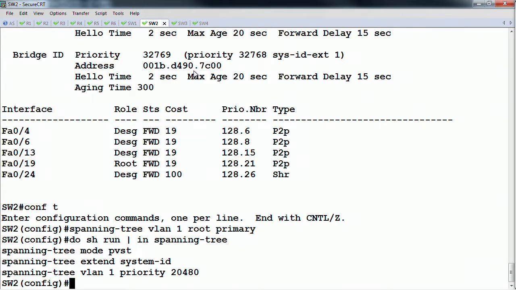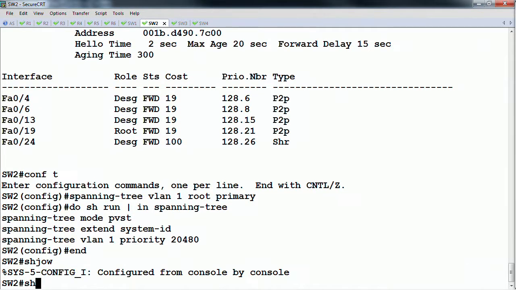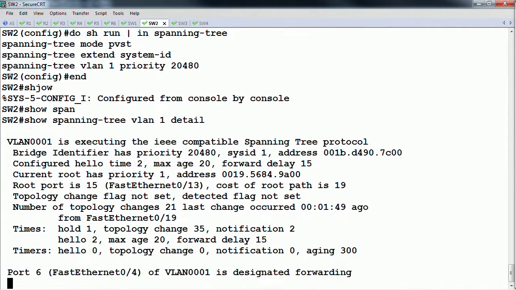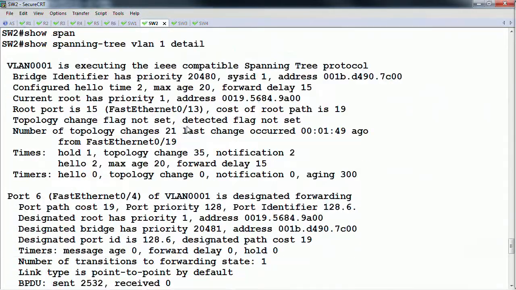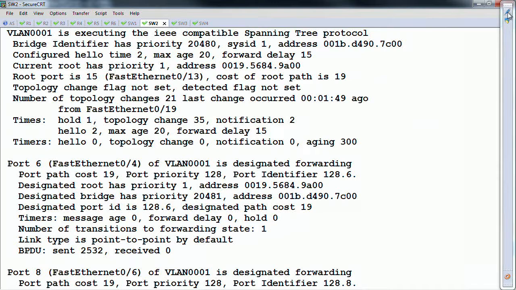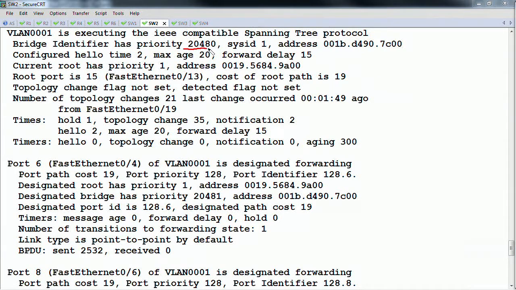We can see the detailed output for this if we look at the show spanning tree VLAN 1 detail, where this shows you all of the individual attributes of the bridge and of its interfaces. Where overall, switch 2 is saying my configured priority is 20,480 plus a system ID extension of 1. This is my MAC address. These 3 fields together make up the bridge identifier, or the bridge ID. The current root bridge has this priority and this MAC address. To reach the root, I'm using port number 15. From a physical index point of view, this is Fast Ethernet 0/13. My cost to reach them is 19.